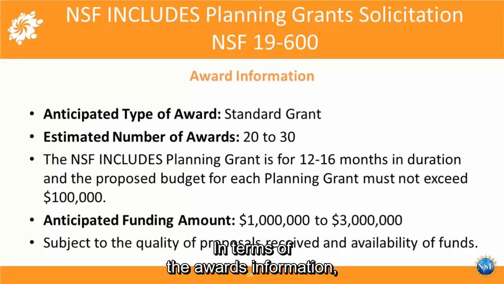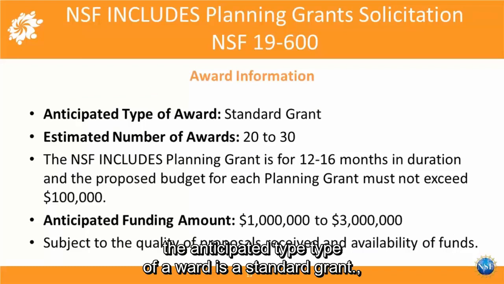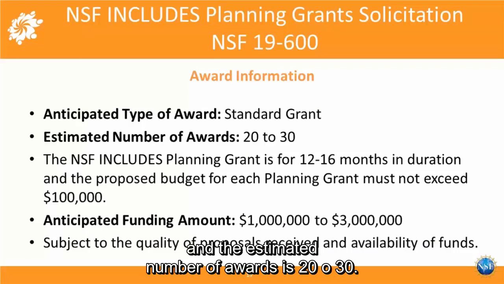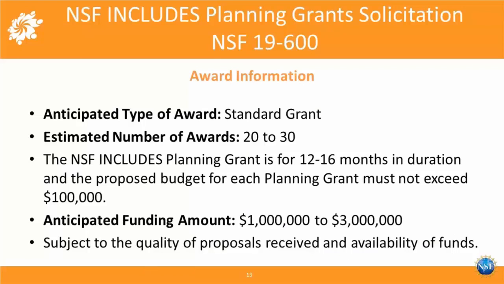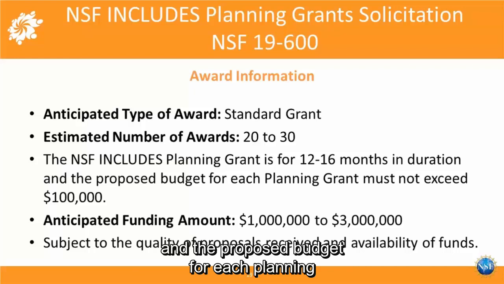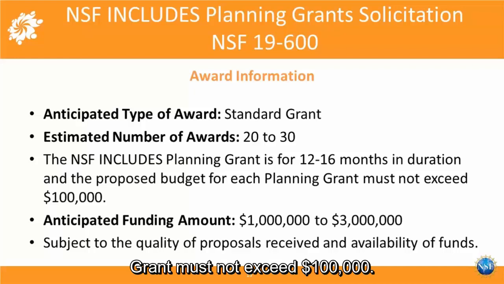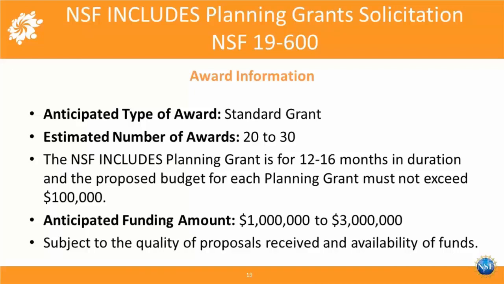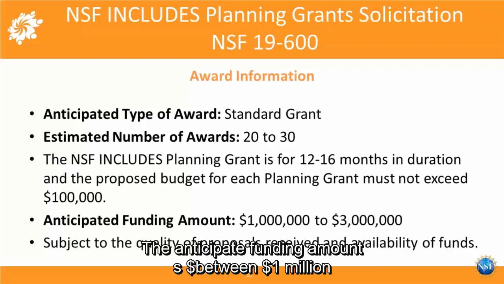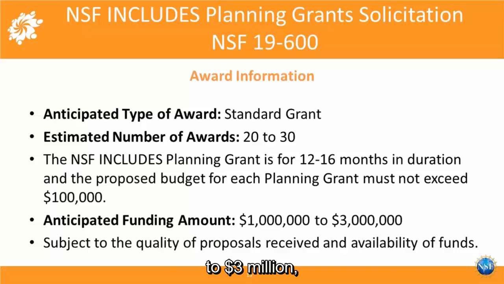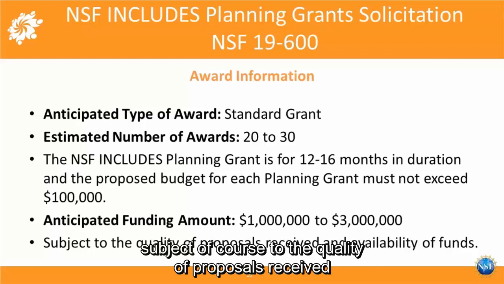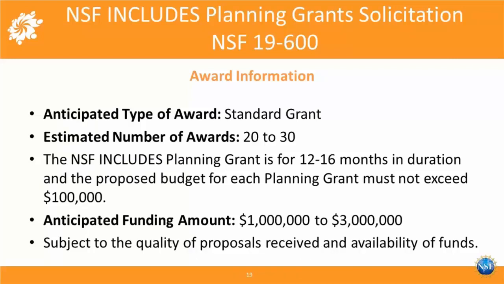In terms of the award information, the anticipated type of award is a standard grant, and the estimated number of awards is 20 to 30. The NSF Includes planning grant is for 12 to 16 months in duration, and the proposed budget for each planning grant must not exceed $100,000. The anticipated funding amount is between $1 million to $3 million, subject, of course, to the quality of proposals received and the availability of funds.